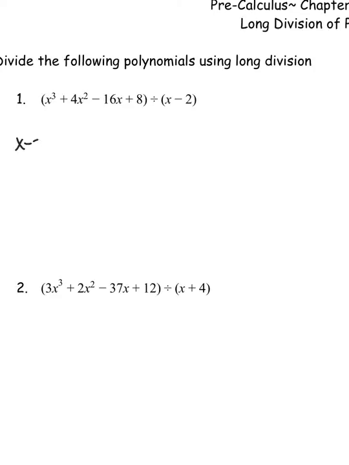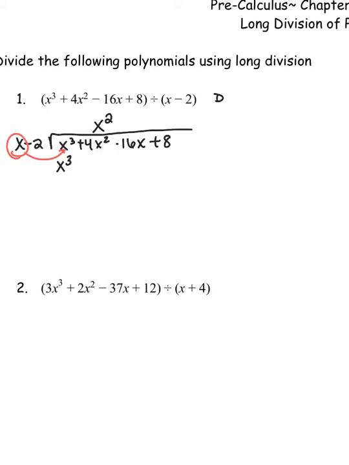So we're going to divide x cubed plus 4x squared minus 16x plus 8 by x minus 2. What we do first is we see how many times x goes into x cubed. Well, it goes in x squared times. So we just divided, right? Remember, divide. Now, just like regular multiplication, we're going to multiply. So x times x squared is x cubed. But then we also have to multiply the negative 2 times x squared, and we get minus 2x squared. So we divided, we multiplied. Now we're going to subtract.